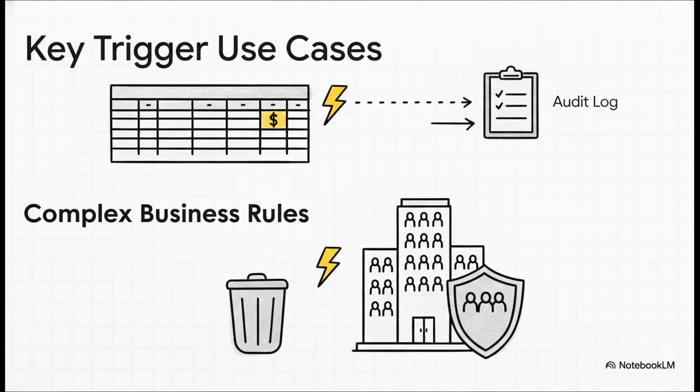So what can you do with this power? Well, the two biggest use cases are auditing and enforcing really complex business rules. For auditing, you could set up a trigger that automatically logs every single salary change into a separate audit table, no questions asked. Or, for business rules, you could use one to prevent a department from being deleted if it still has employees, a rule that's way too complex for a standard check constraint.